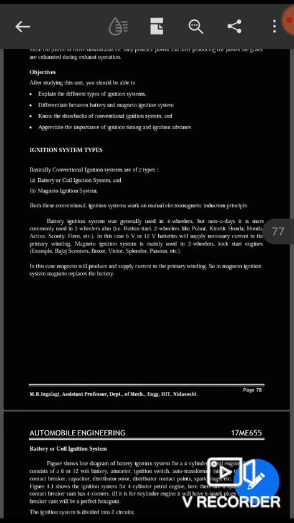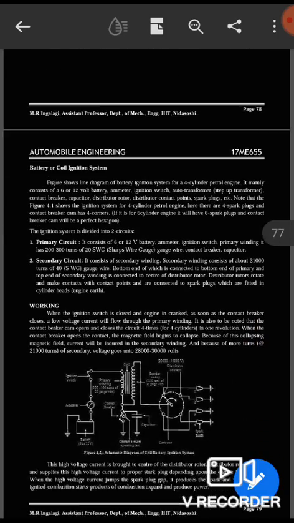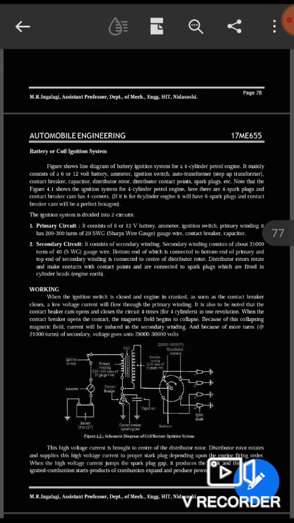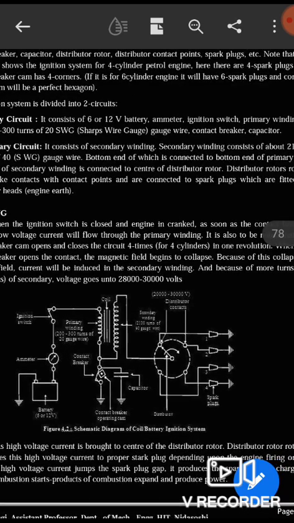Conventional means whatever is traditionally used, and those have two types. The first one is the battery or coil ignition system, and the second is the magneto ignition system. First, the battery or coil ignition system. Here you have the figure, a schematic diagram of the battery ignition system. It requires essential parts.